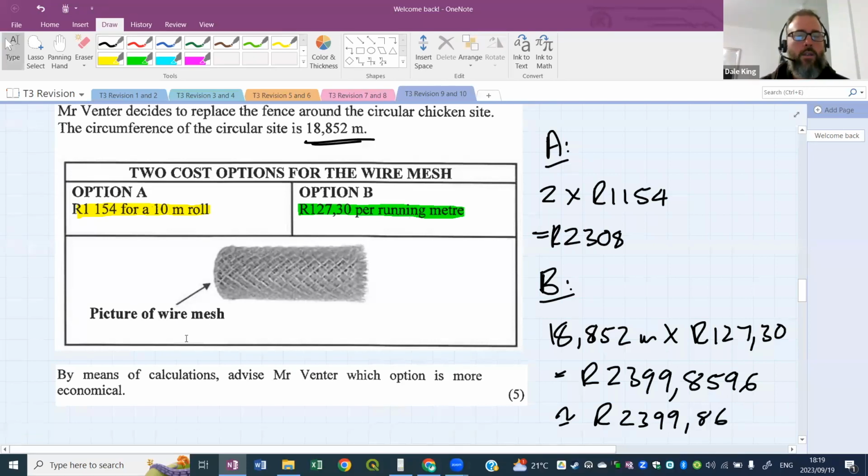So the question says, by means of calculations, advise Mr. Fenter which option is more economical. So which one is more economical, Emmanuel? Option A, sir. Yes. In this scenario, option A will be better. Now, it could change if this wasn't 18.8. If this was like 21.3 meters, he would have to buy 3 rolls and have a lot of extra. And then maybe option B would be better. But right now, we're sitting with 18.8 meters that he needs. Buying the 2 10-meter rolls is better for him. Emmanuel, thank you so much for your help.